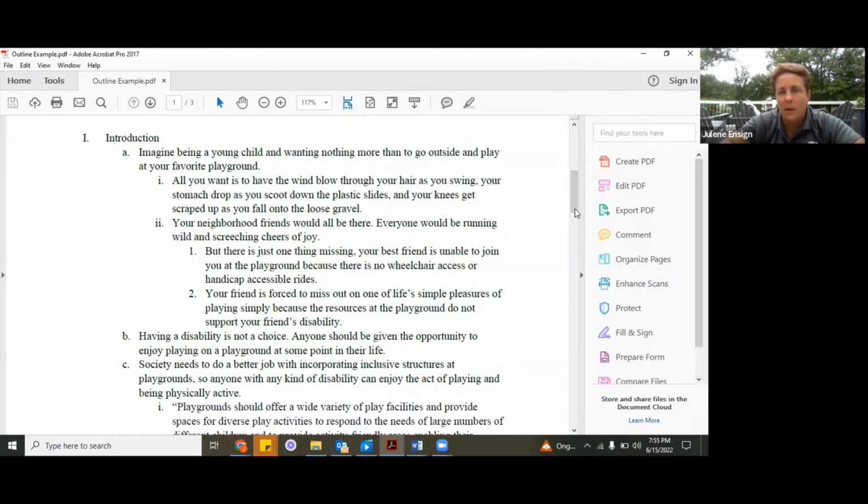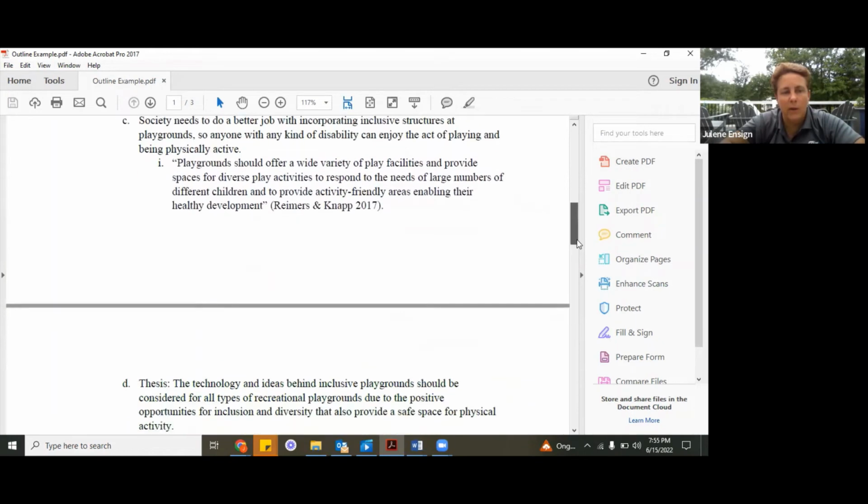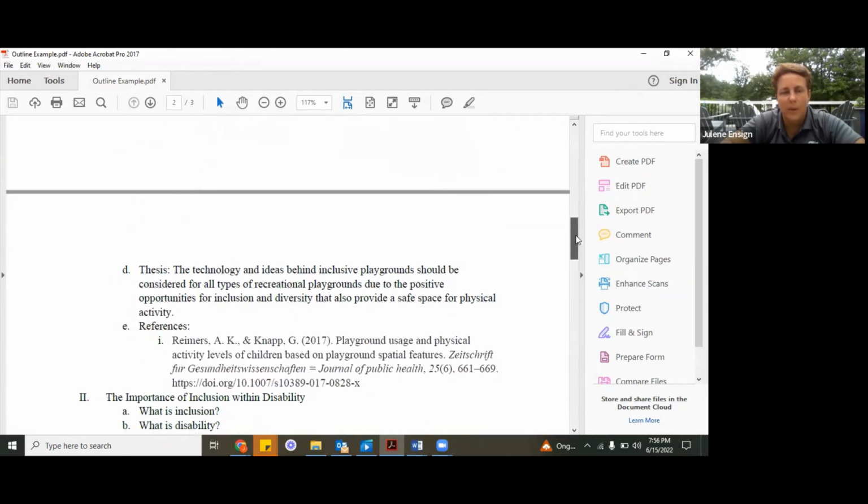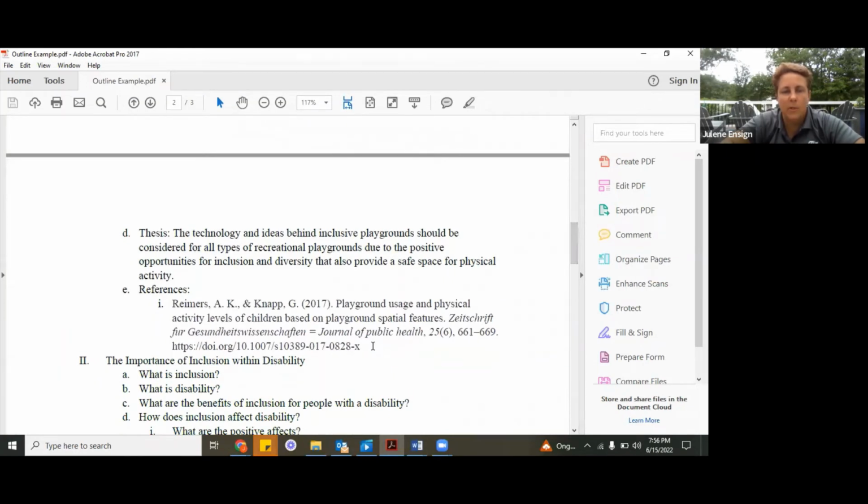All right. And then as you scroll down, you can see this one is missing the second part. There should be another little II here to help support this statement. And then here's the thesis, the purpose for this paper. Here's the reference that was used for this information in the intro.